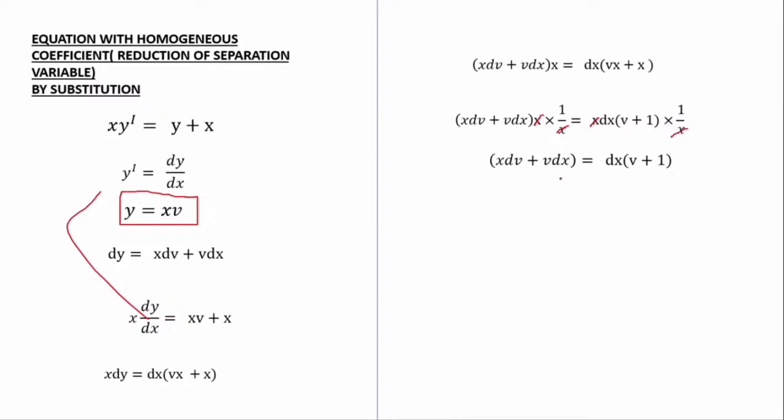So now we try to expand it, and when you expand it, you're going to get x dv plus v dx equal to v dx plus dx. As you can see, when you send this one here, this can take care of this, so at the end you're going to get this. But the x must go with the dx. So we divide through by 1 over x, and when you do that correctly, you're going to get dv equal to dx over x.